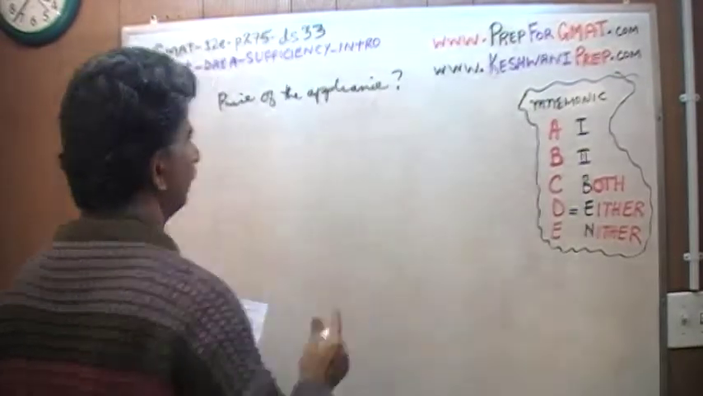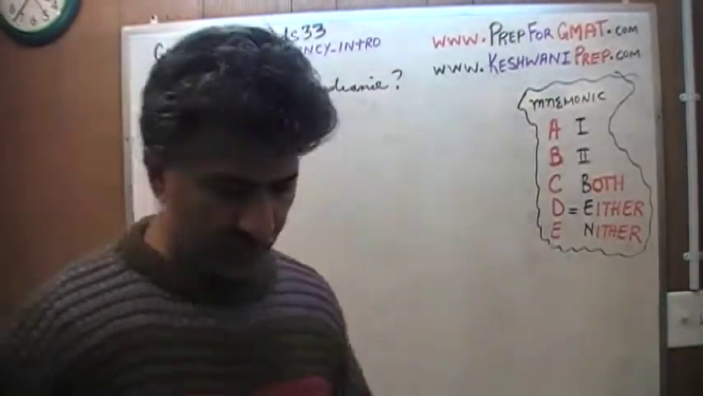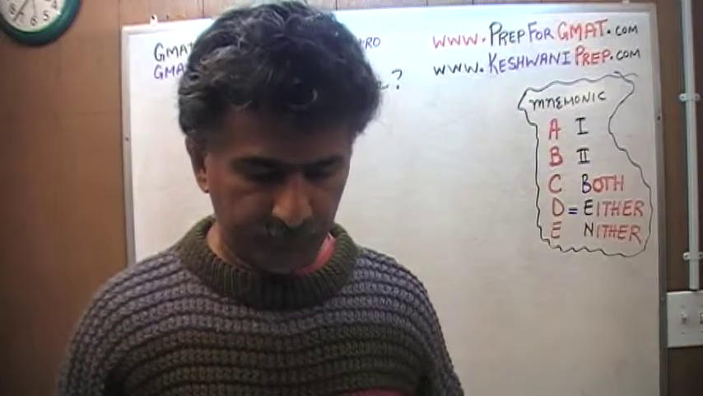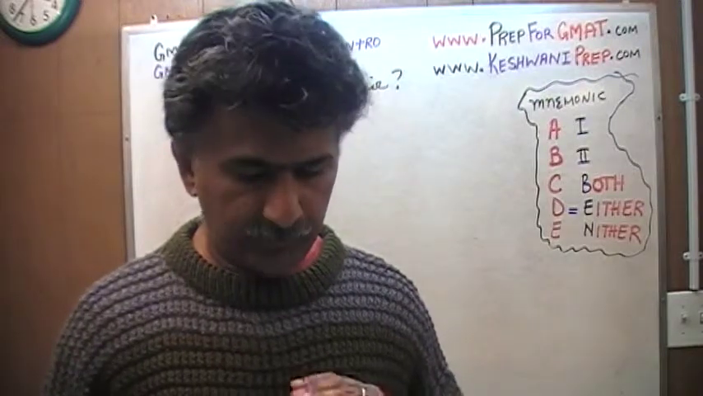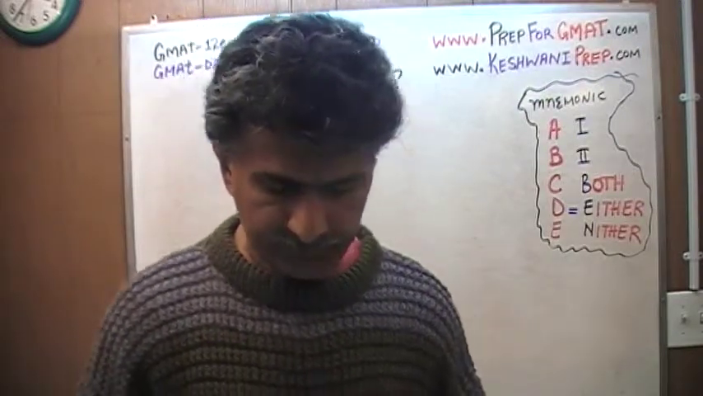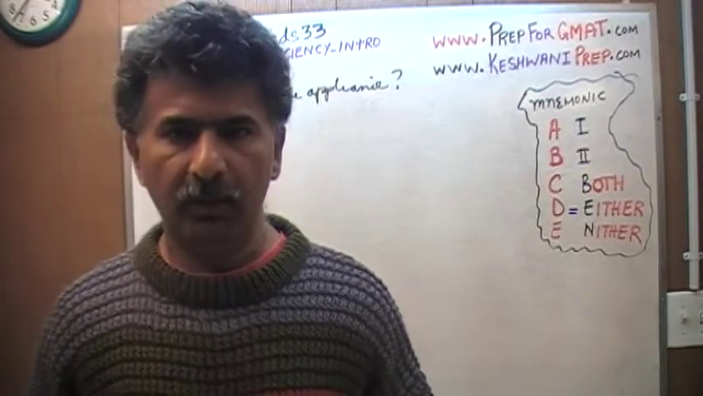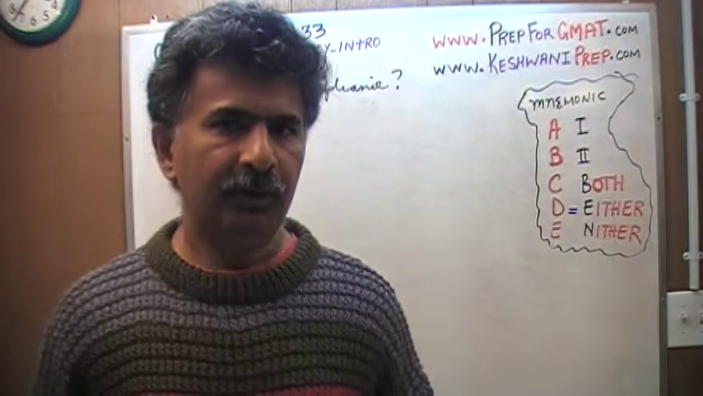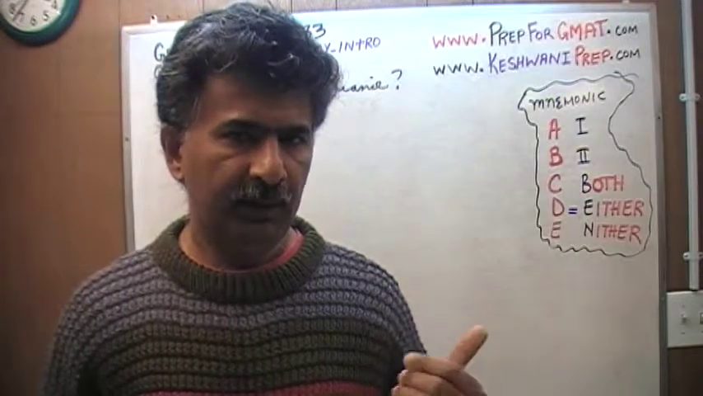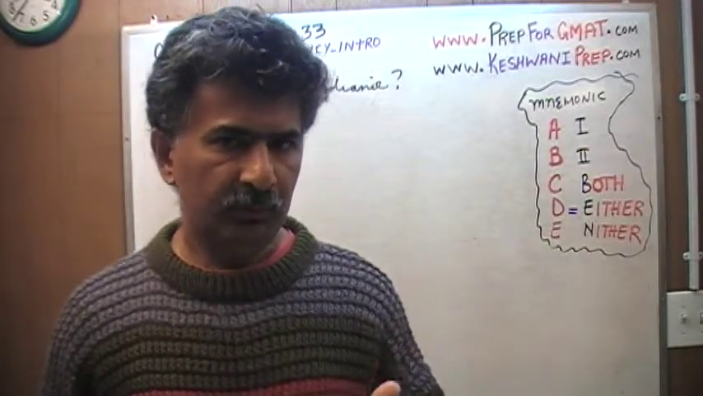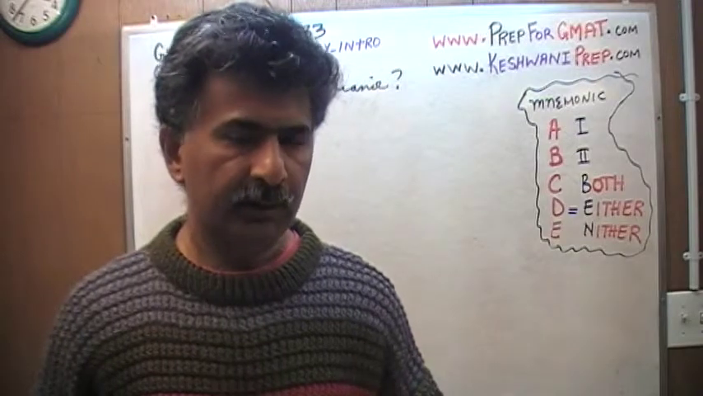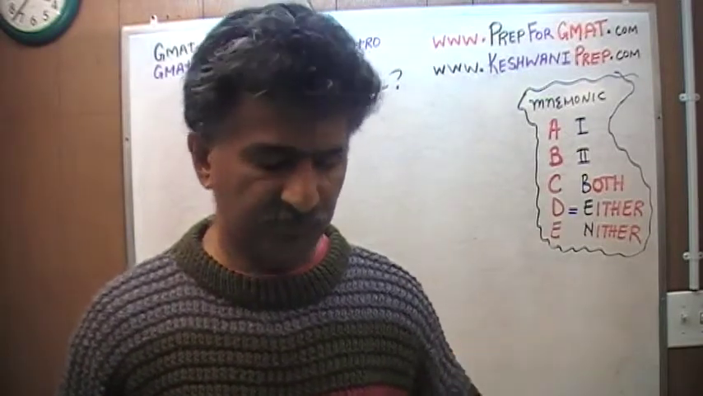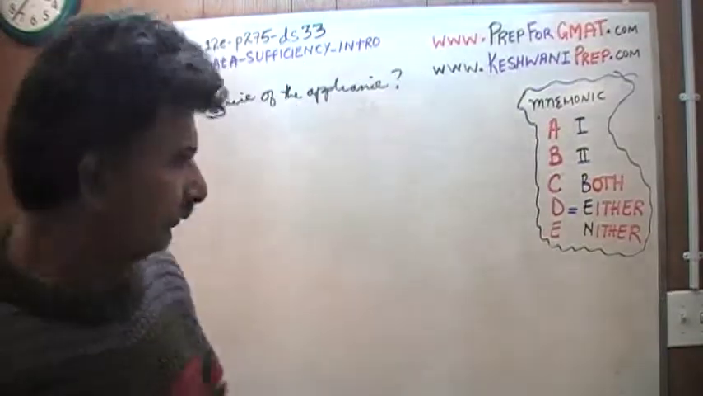the appliance. Apparently, a merchant is in the business of selling appliances. He sold a certain appliance. We are told nothing about the appliance at all, and all they want us to tell them is, do we have enough information in either statement 1 or statement 2 by itself, or putting them together to come to a conclusion as to what the price of that appliance must have been. Let's see. Statement 1.